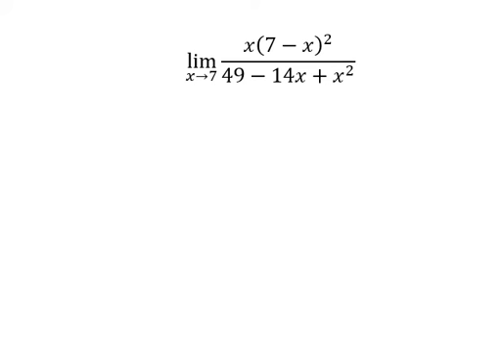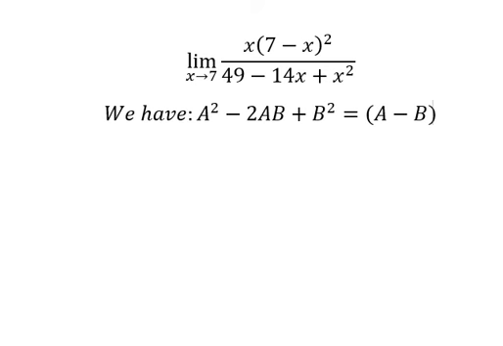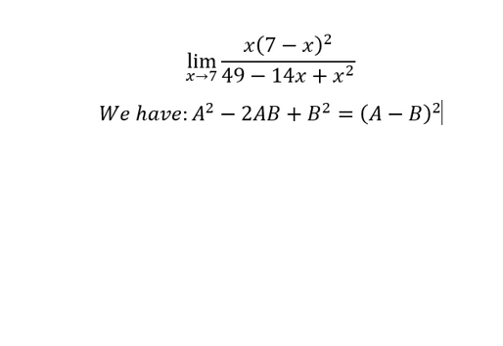We have the formula in here. That is about a squared minus 2ab plus b squared equals (a minus b) to the power of 2.